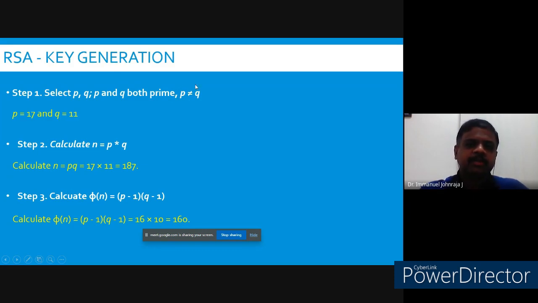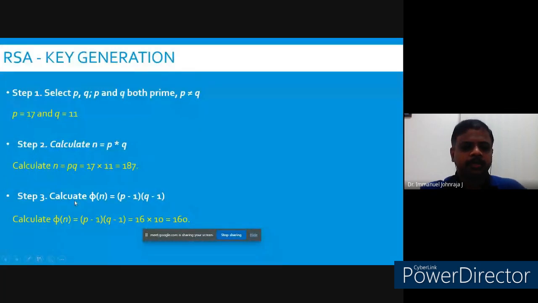For our example calculation, I have taken values from your textbook. P is chosen as 17 and Q is chosen as 11. P and Q are prime numbers as you can see, and they are not equal. Step 2: we calculate the value of n by multiplying P and Q. I do not know whether n is going to be a prime number or not. It cannot be prime because it has at least two factors, 17 and 11. So you get 187 in this example as the value of n.